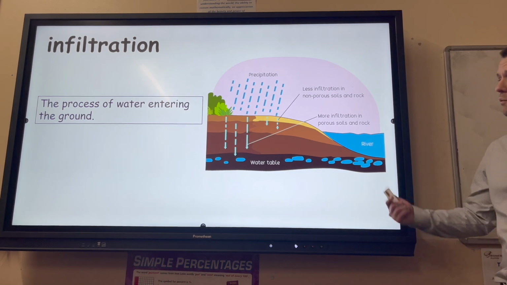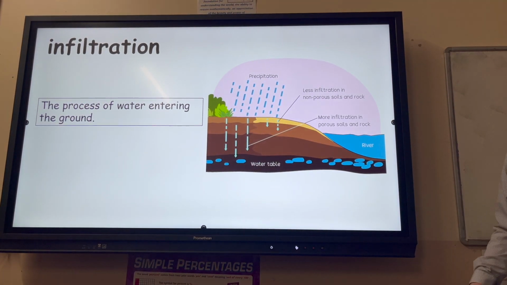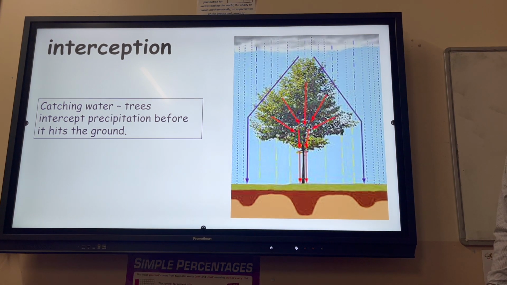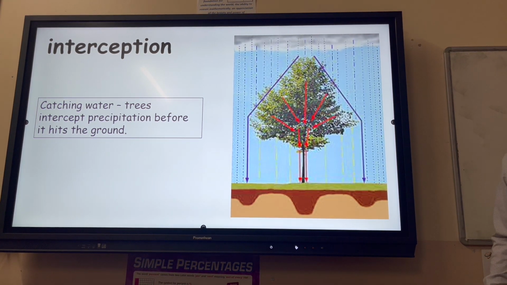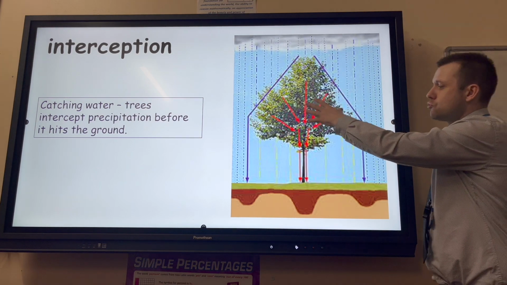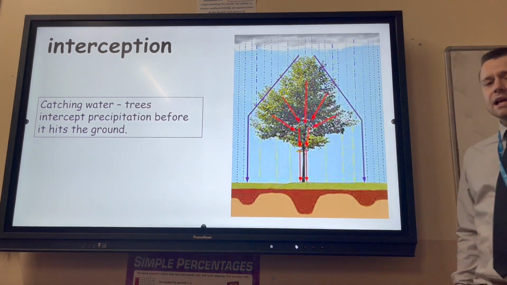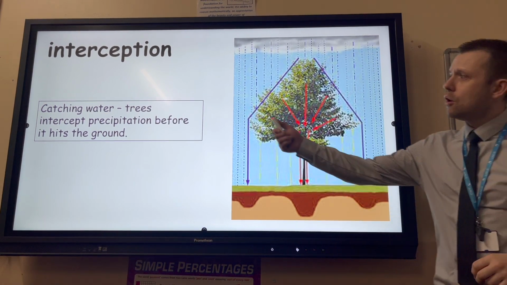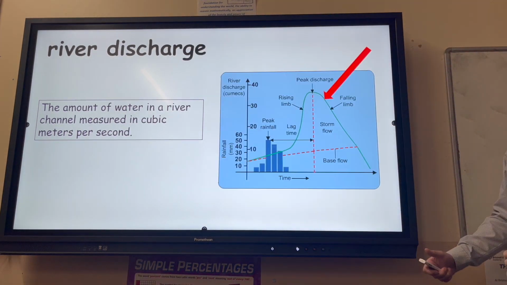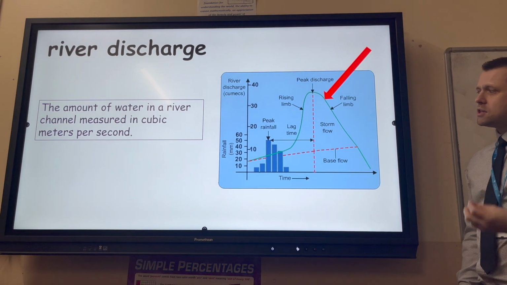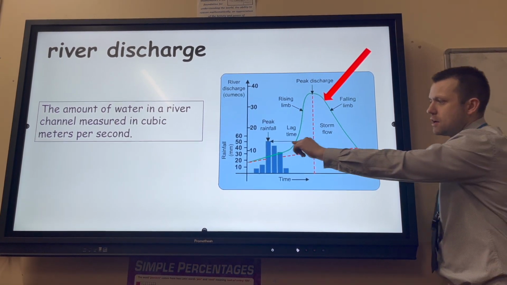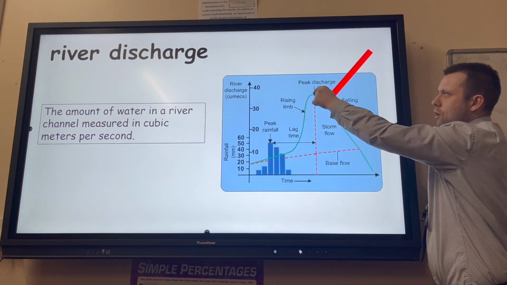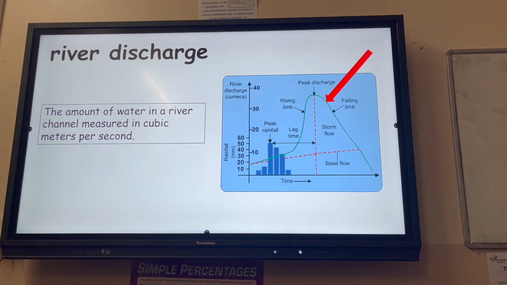Infiltration is the process of water entering the ground. Some rocks allow more infiltration than others. Interception, often vegetation interception, is when trees, bushes, plants intercept or stop the water from getting to the ground, also known as catching water. River discharge is the amount of water in a river, and as you can see, the river discharge here and this line has risen rapidly on this hydrograph before starting to drain away.